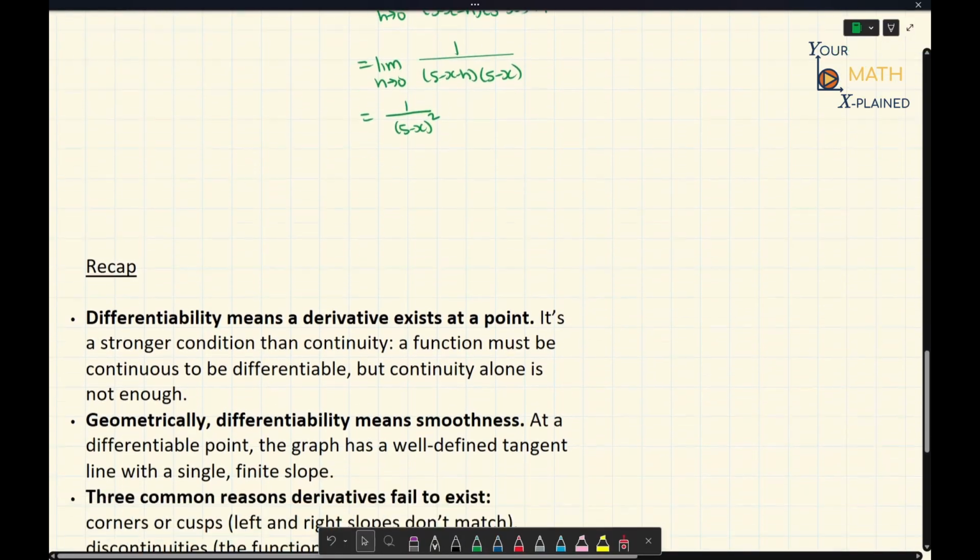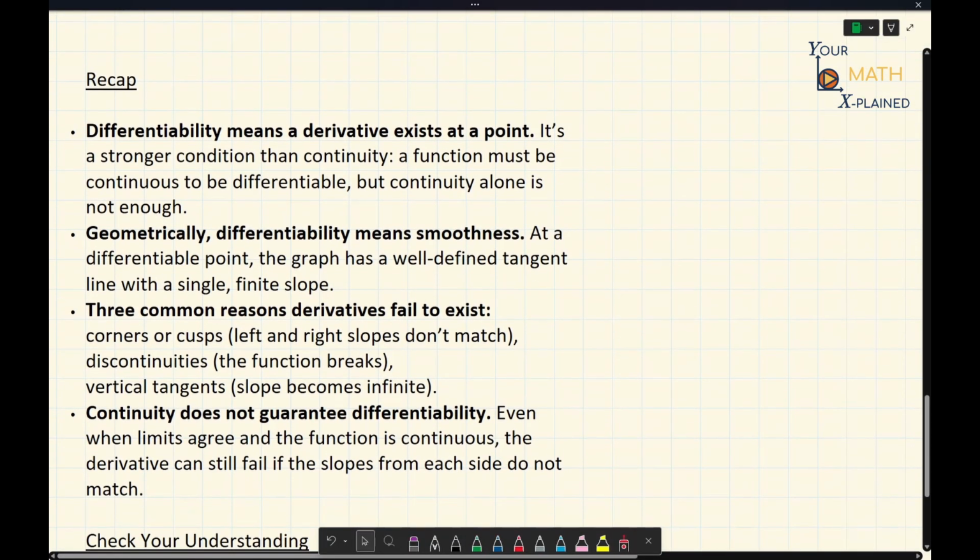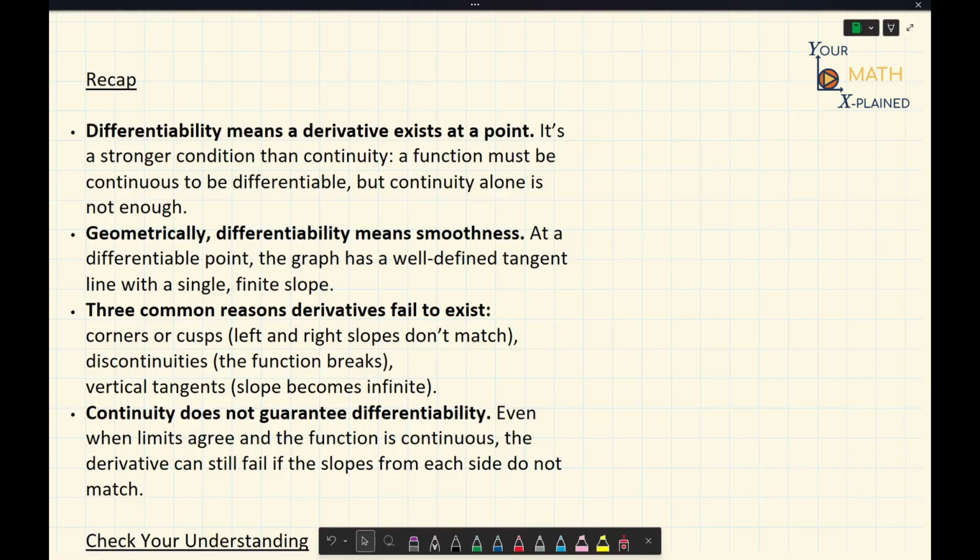And now let's do a recap of what we covered in this video. We learned the definition of differentiability. It means that a derivative exists at a point. We also saw how it's a stronger condition than continuity, meaning a function must be continuous in order to be differentiable, but continuity alone is not enough. We saw geometrically that differentiability means smoothness. So at a differentiable point, the graph has a well-defined tangent line with a single finite slope.